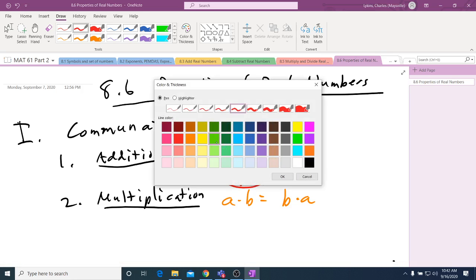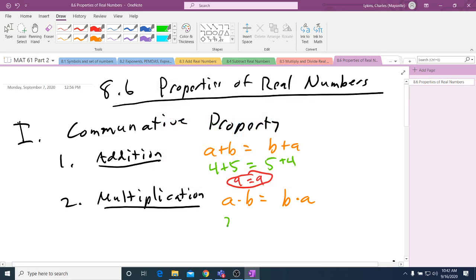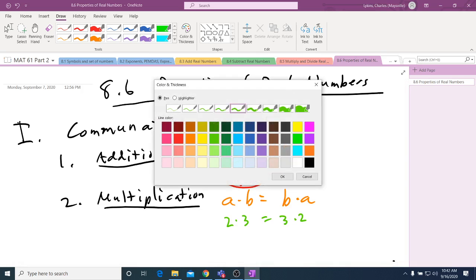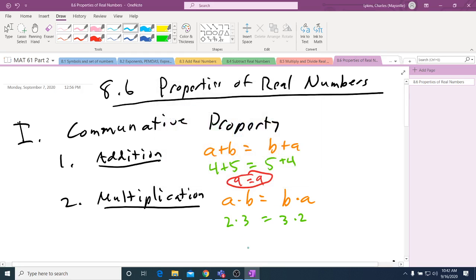Same thing with multiplication. Let's do a is 2 and b is 3. Okay? So if that's the case, the order switches, so b is 3 times a is 2. But notice something. What's 2 times 3? It's 6. It's the same as 3 times 2. That is the commutative property of addition and multiplication. Just showing you it doesn't matter the order you add them or multiply them in.